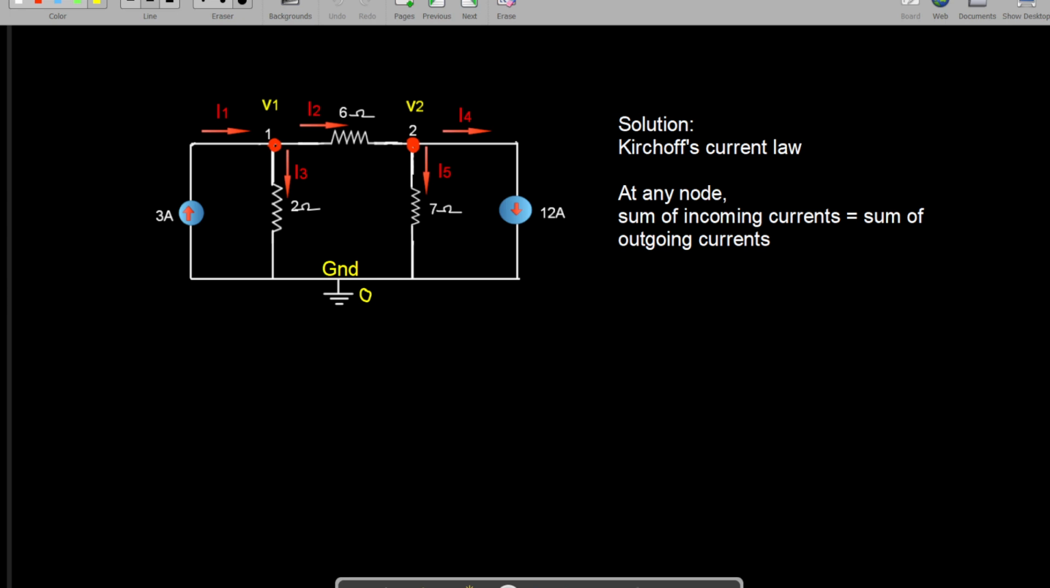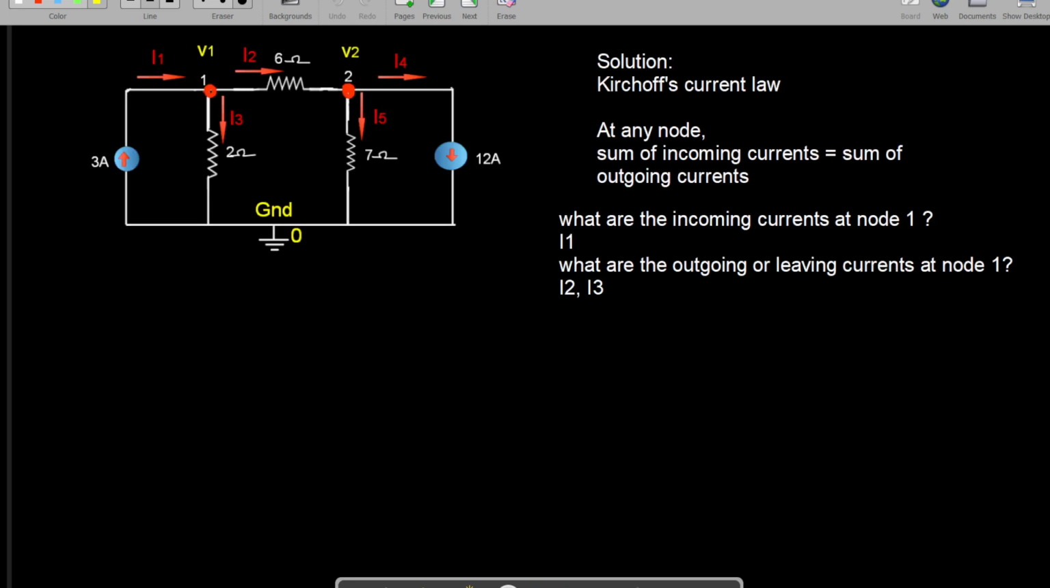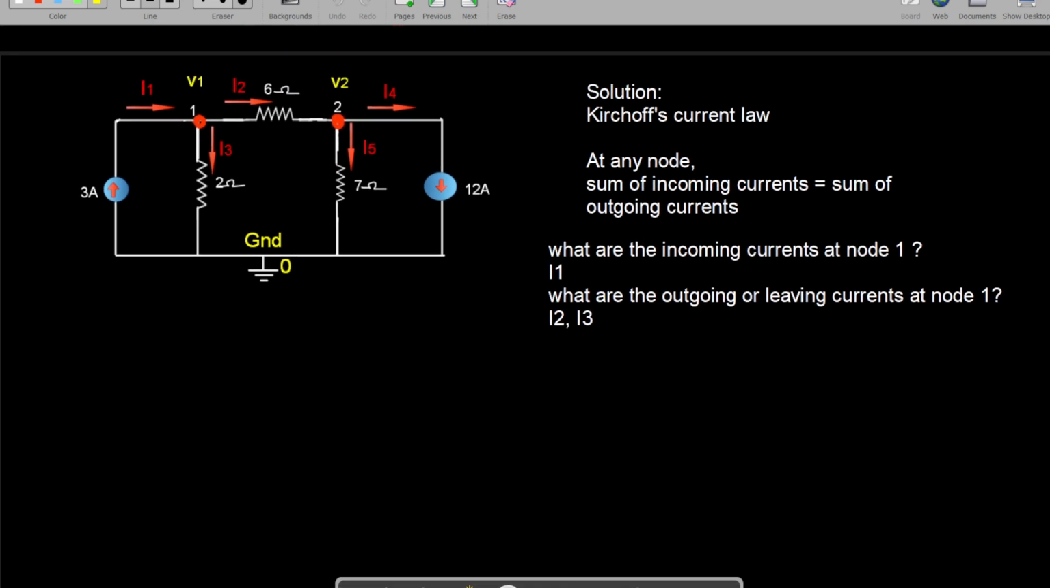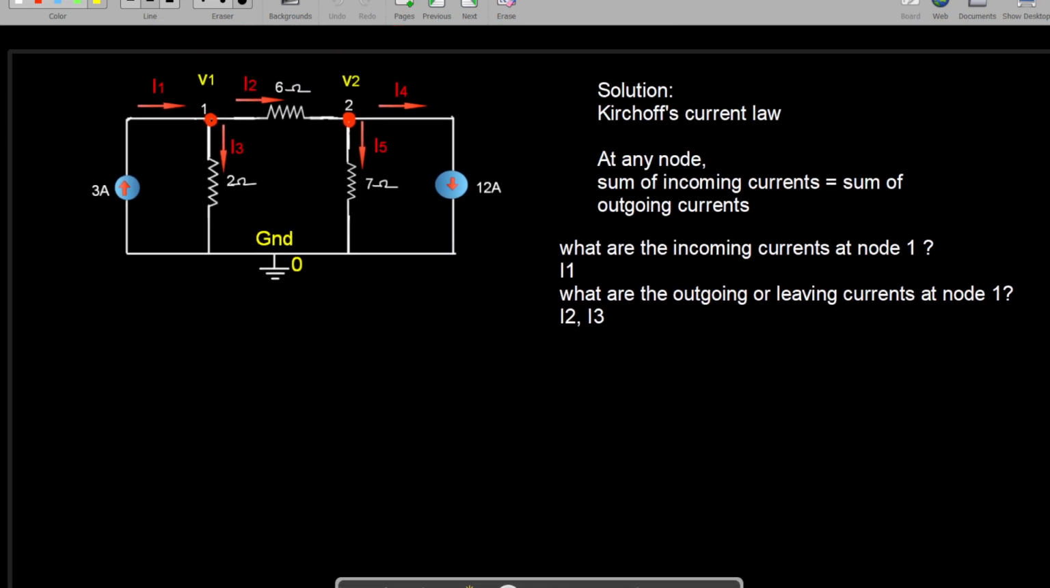We are going to solve this using Kirchhoff's current law. So what is the statement for this Kirchhoff's current law? It states that at any node the sum of incoming currents is equal to sum of outgoing currents. So what are the incoming currents at node 1? This is your node 1, and the current flowing into this is I1. And what are the outgoing or leaving currents at node 1? At node 1 the leaving currents are I2 and I3.